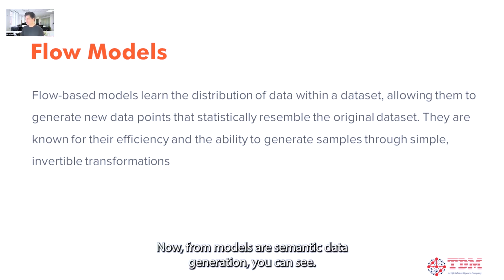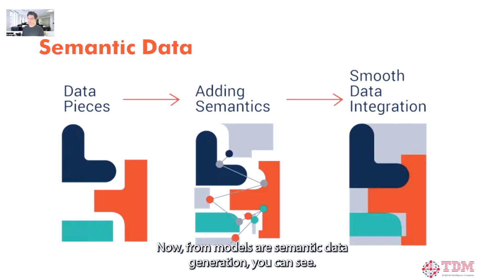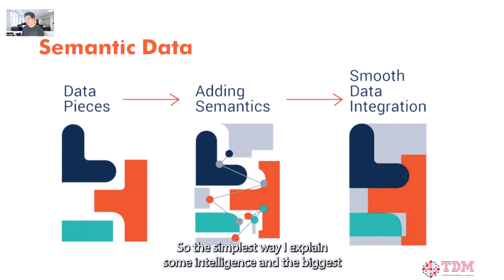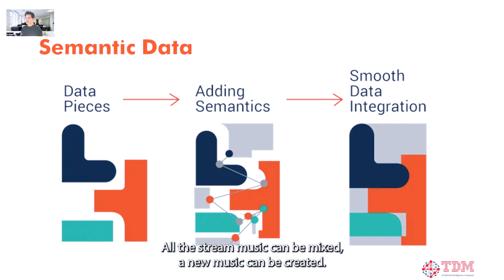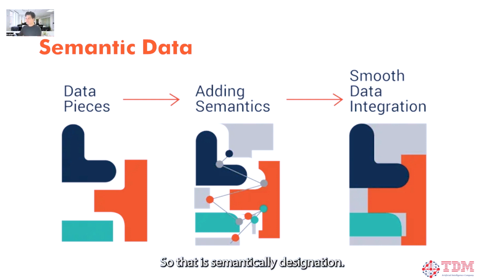Flow models. Now, flow models are semantic data generation, you can say. The simplest way I explain semantic and synthetic is: you have a piano, a guitar, and a drum. All these three sounds can be mixed and new music can be created. So that is semantic data generation. So data pieces, adding semantics, smoothing, integration, and new data and content is generated out of it.